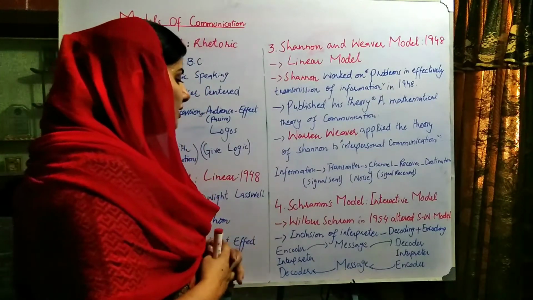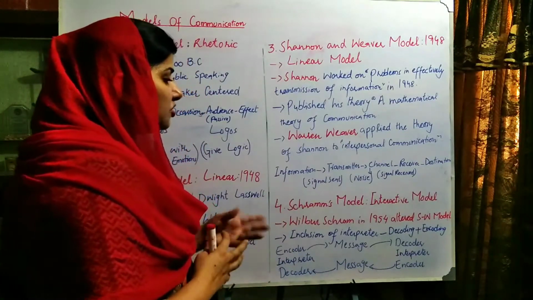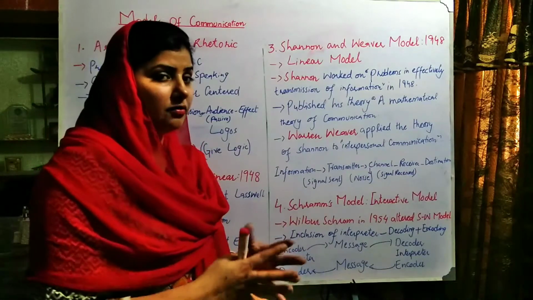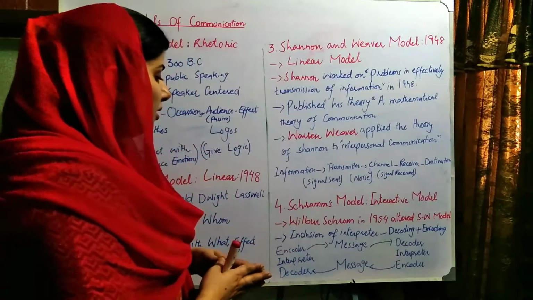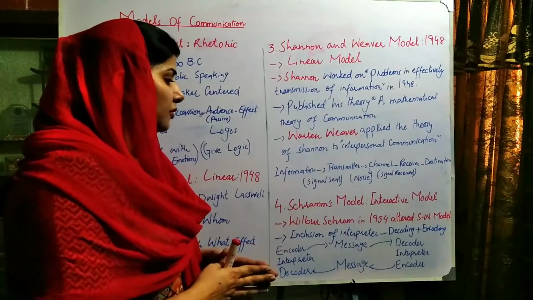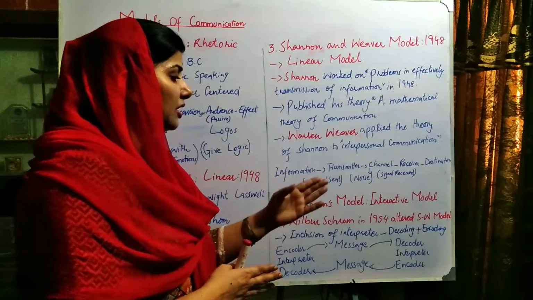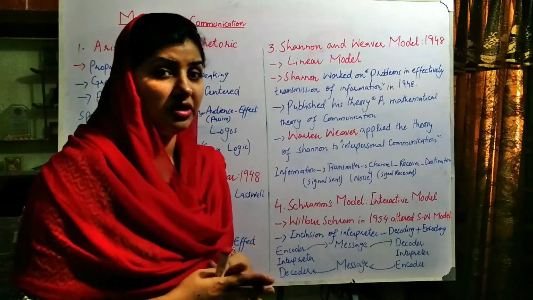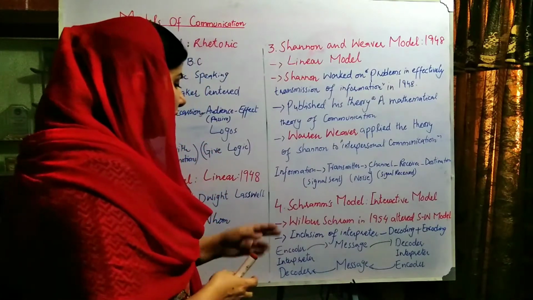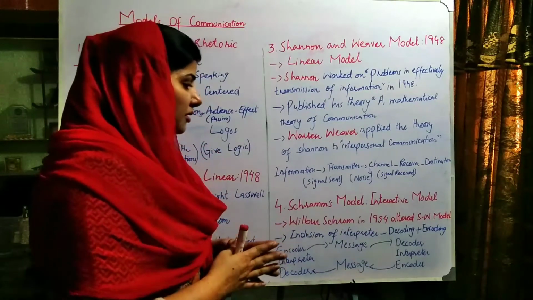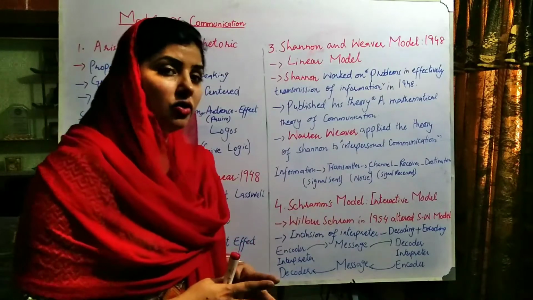Number 4 model is Schramm's model. Schramm's model is an interactive, circular model. Wilbur Schramm altered the Shannon and Weaver model in 1954. It includes the interpreter, and decoding and encoding.